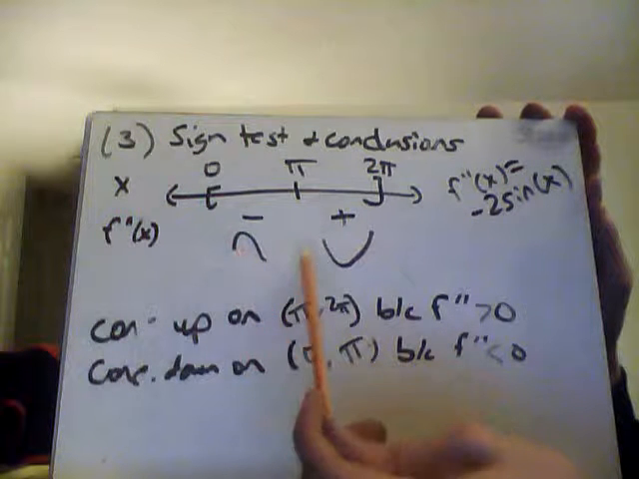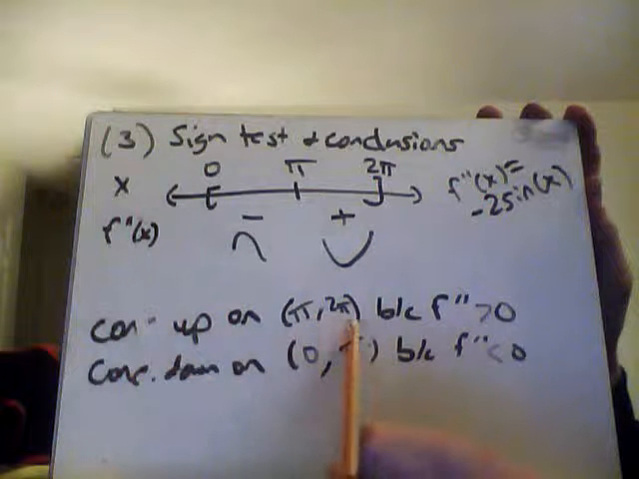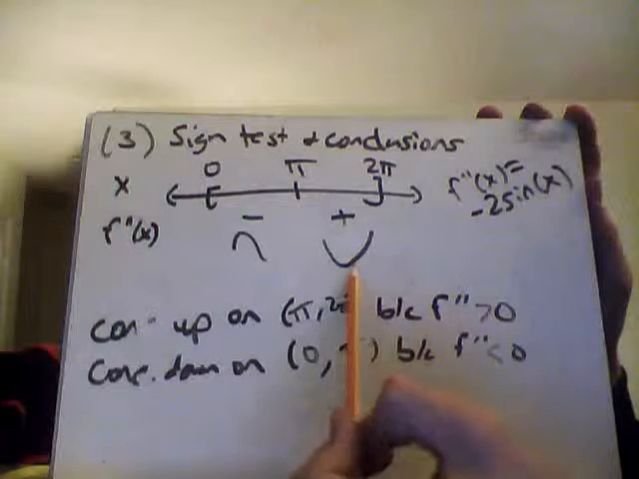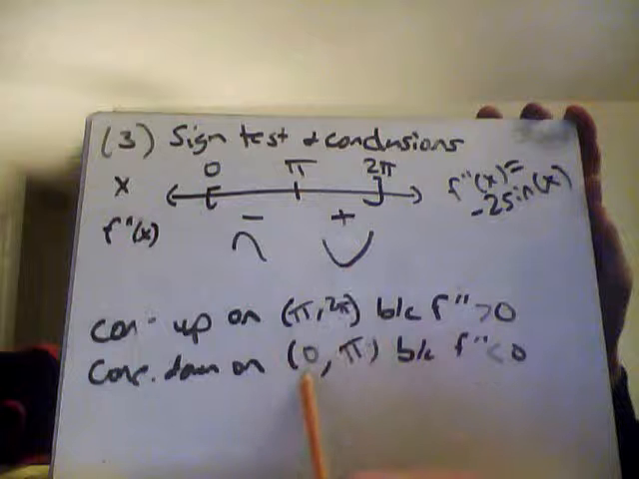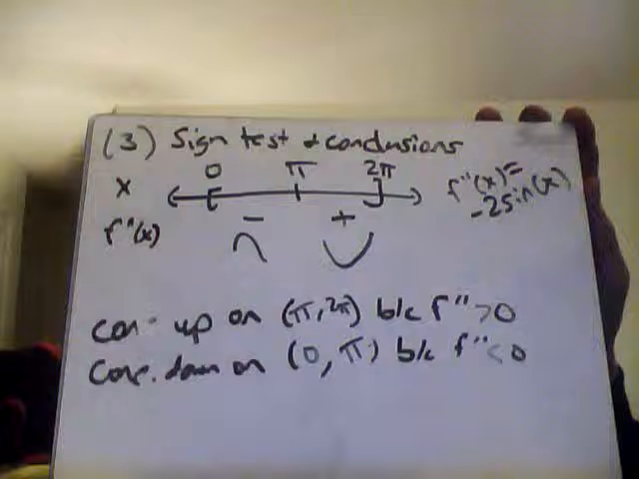So our sine function will look a little something like this. Typical waves. Concave up on the interval pi to 2 pi because f double prime is bigger than 0. Concave down on the interval 0 to pi because the second derivative is less than 0. Pretty simple example for our trig function.